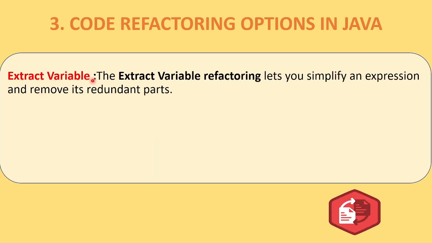Next option is extract variable. Now extract variable refactoring lets you simplify an expression and remove its redundant parts. If you have used the same variable 100 times in your program, the same variable name is coming again and again, you can remove its redundancy by extracting the variable and creating a new variable. Extracting variable means it will create a new variable, so it will refactor your variable.